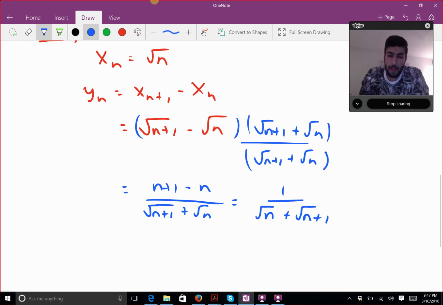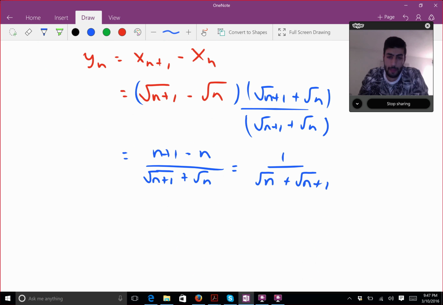So when I multiply, notice that this converges to 0. y n converges to 0. And we can actually prove that using the Squeeze theorem. So you can show that y n converges to 0. But notice x n does not converge to anything. x n diverges.